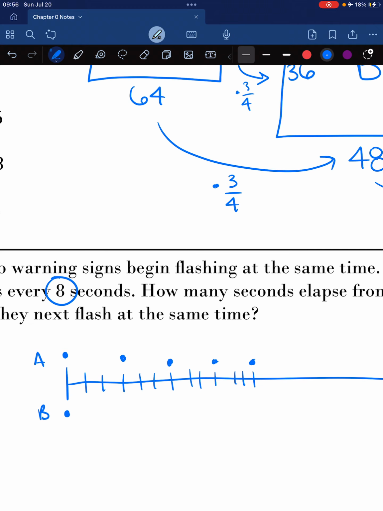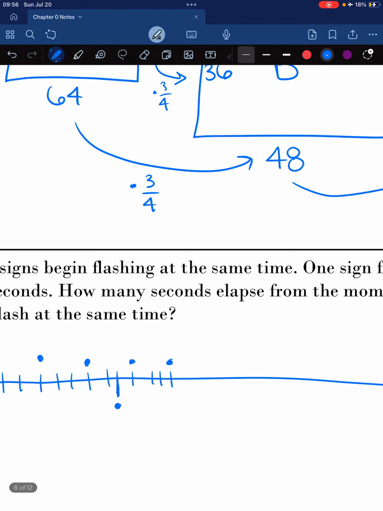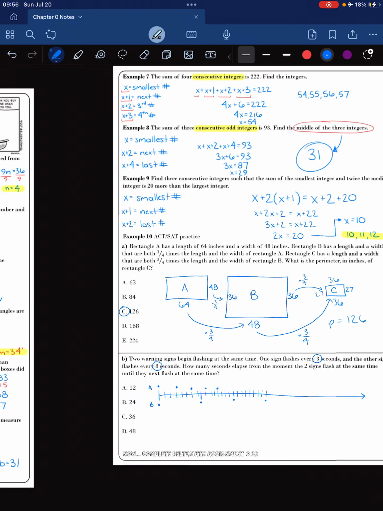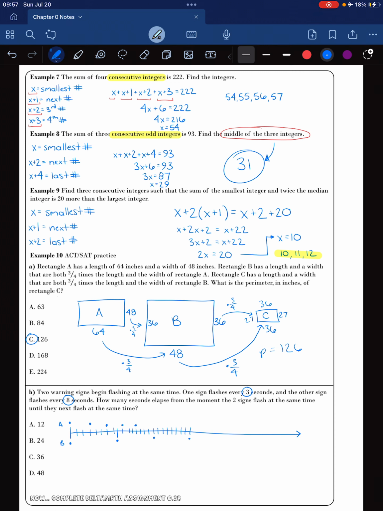The other sign flashes every 8 seconds. Okay, well, I'm going to do the same thing, and I'm just going to count every 8 seconds. 1, 2, 3, 4, 5, 6, 7, 8 is right here. And again, 1 through 8, and again, 1 through 8. I could keep going if I needed to.